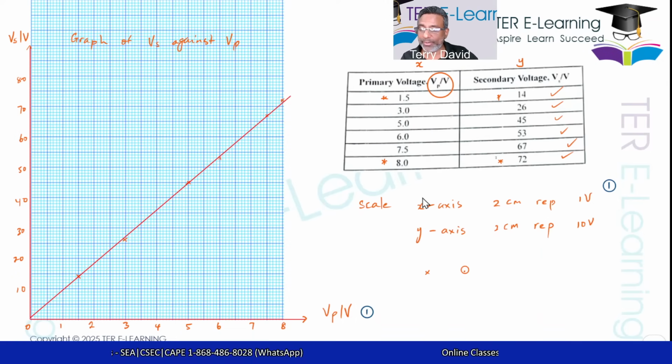in this case here, when you think about it, if the input voltage to a transformer is 0, I expect the output voltage to be 0. So technically, the graph is supposed to pass through your origin. Technically, it should pass through here.